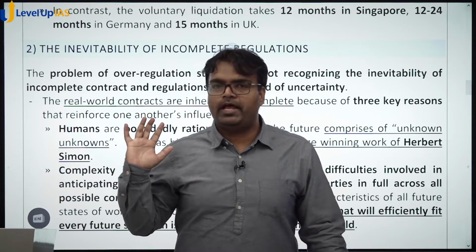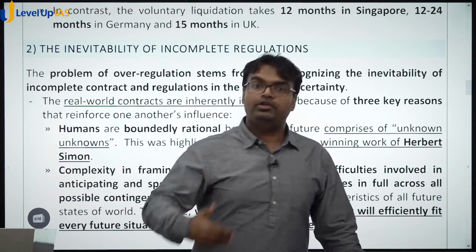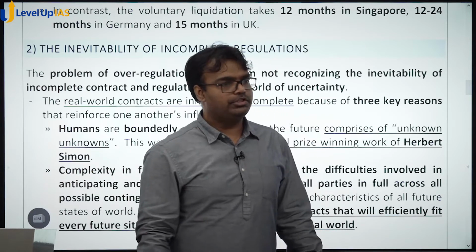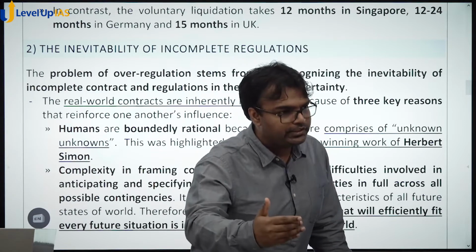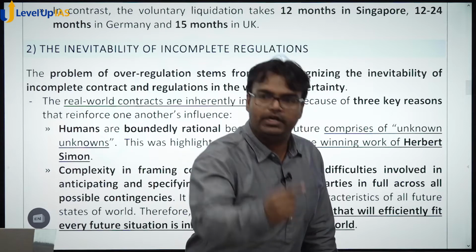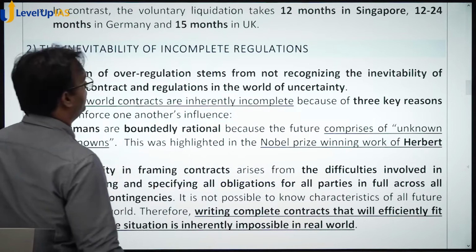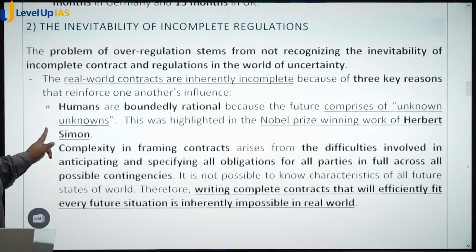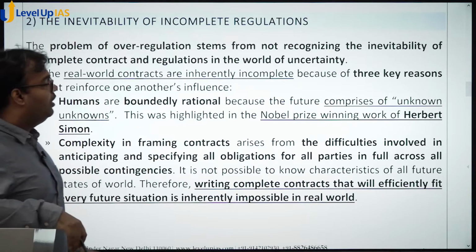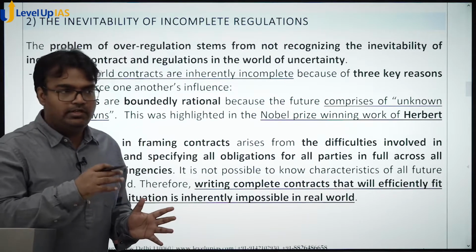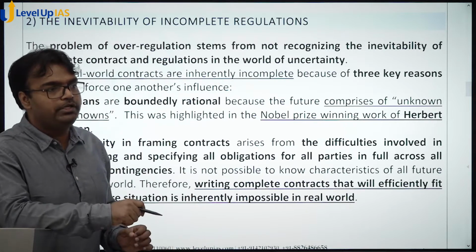But we forget the fact that the world is uncertain. You cannot cover everything that may come in future. So incomplete regulation and incomplete contracts are both inevitable. Why are we saying that real world contracts are inherently incomplete? Because contracts are incomplete, the regulations that regulate those contracts may also have to be incomplete.